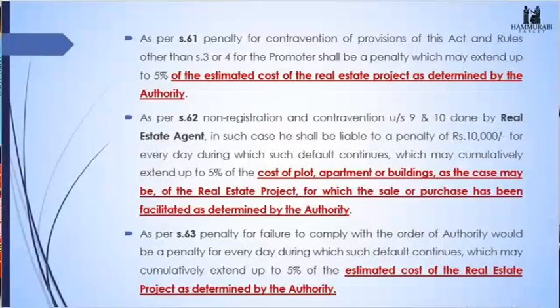Then we have section 63. This is penalty for non-compliance of the order of the authority. It is again 5% of estimated cost of real estate project as determined by the authority. Now every time we are going through these sections, it is important to note that here the concept of as determined by authority is playing a major role.